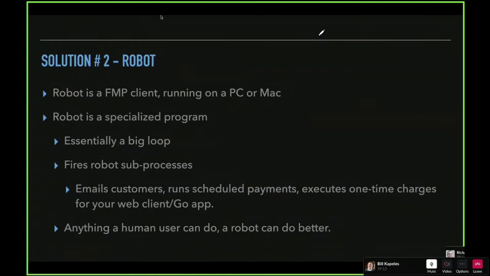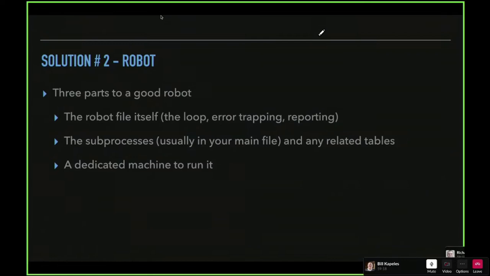So there's three parts to it. The file itself, which exists on the machine that you're using as a robot. And the sub-processes, those exist in your main file usually. And then a dedicated machine to run it. And where people screw this up is they try to put a robot on their personal laptop or something. And then they start it and they wonder why everything's locked up.